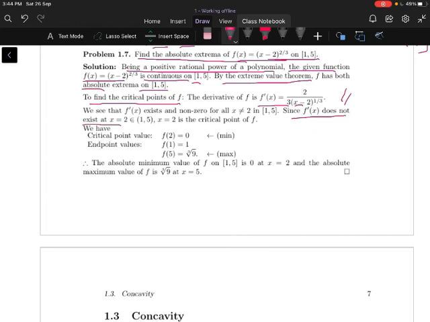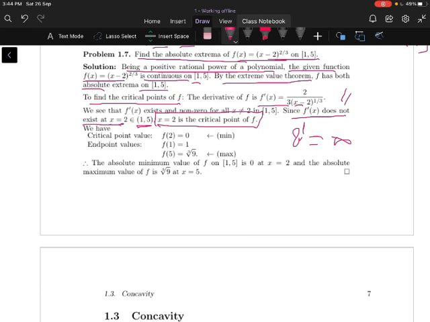Since f'(x) does not exist at x = 2, we can observe that when x = 2, f'(x) goes to infinity. Therefore, f'(x) does not exist at x = 2, and 2 lies in the interval [1, 5]. Therefore, x = 2 is a critical point of the function f. How do you find a critical point? Either the derivative equals 0 or the derivative does not exist for a particular value of x. That x value itself is a critical point.